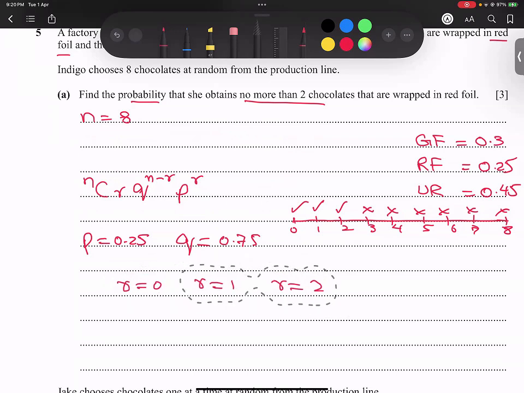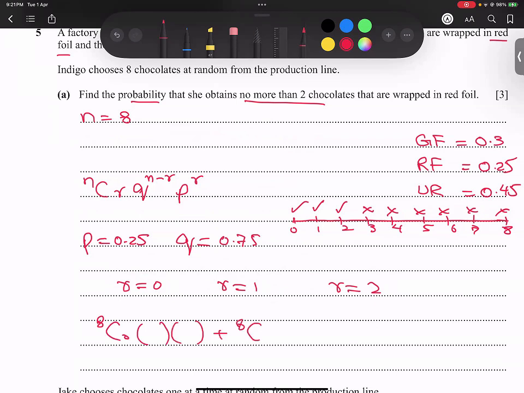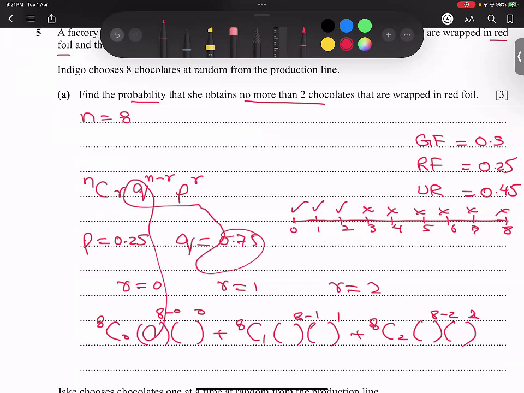Okay, so one time I'll use r=0, one time r=1, one time r=2. Apply the formula: 8C0 q^8 p^0, 8C1 q^7 p^1, 8C2 q^6 p^2. And 8 minus 0, here 0; 8 minus 1, here 1; 8 minus 2, here 2. In the first bracket, we plug in the q value, which is 0.75, and in the second bracket, I'm putting 0.25.